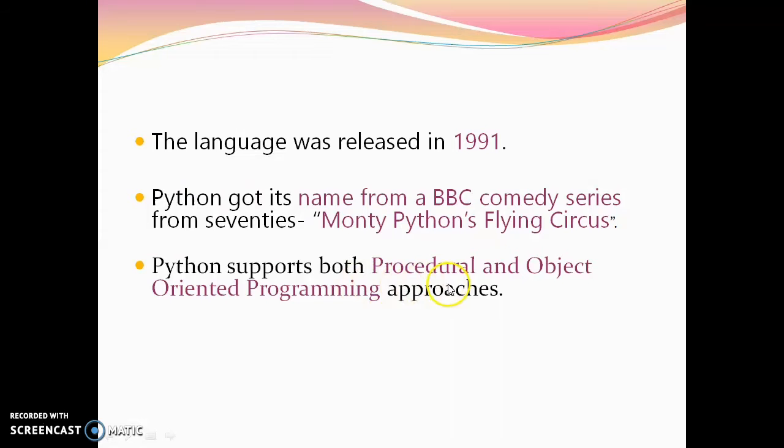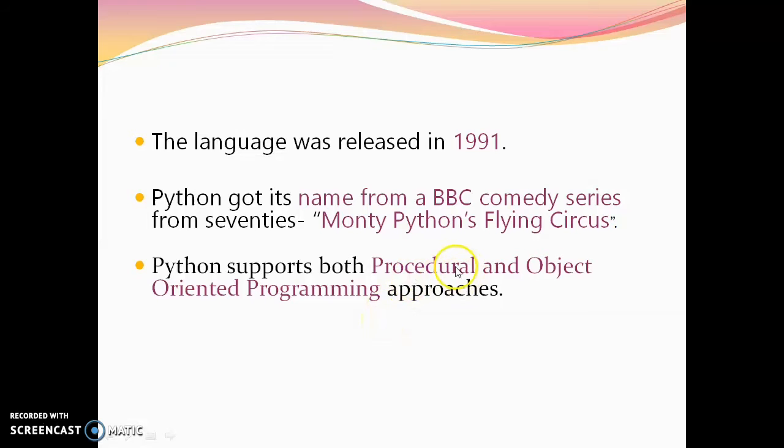Python supports both procedural and object-oriented programming approaches. We already studied procedural programming languages. That is, C is known as a procedural programming language. And then object-oriented programming languages, C++, Java, Python, these are all known as object-oriented programming languages. So Python supports both procedural and object-oriented programming.